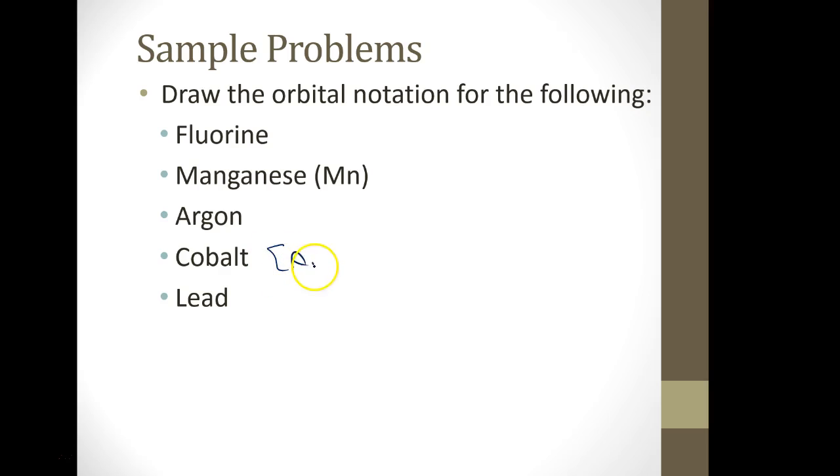Cobalt is argon, 18, 4s, 1, 2, 3d, 5 of them, 7 electrons: 1, 2, 3, 4, 5, 6, 7. It doesn't matter where you put the last 2, as long as they spin the opposite direction and that you have 3 unpaired.